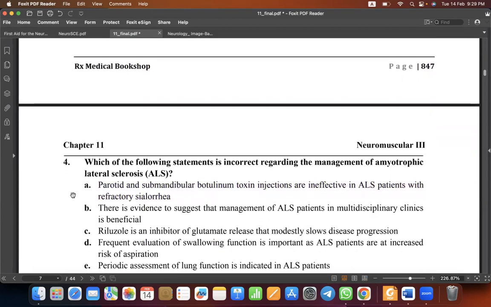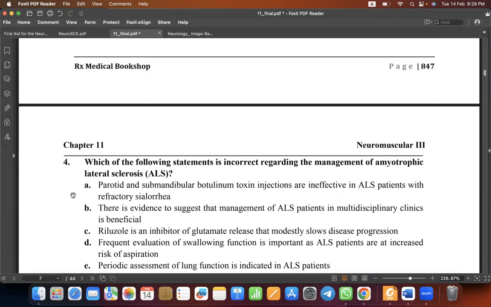We should check regular respiratory function. So how can we check the respiratory function? First of all, the nocturnal situation. We'll regularly check the nocturnal oximetry. So we should check the pulsation and the saturation at the time of night. So the nocturnal oximetry is a very important thing.